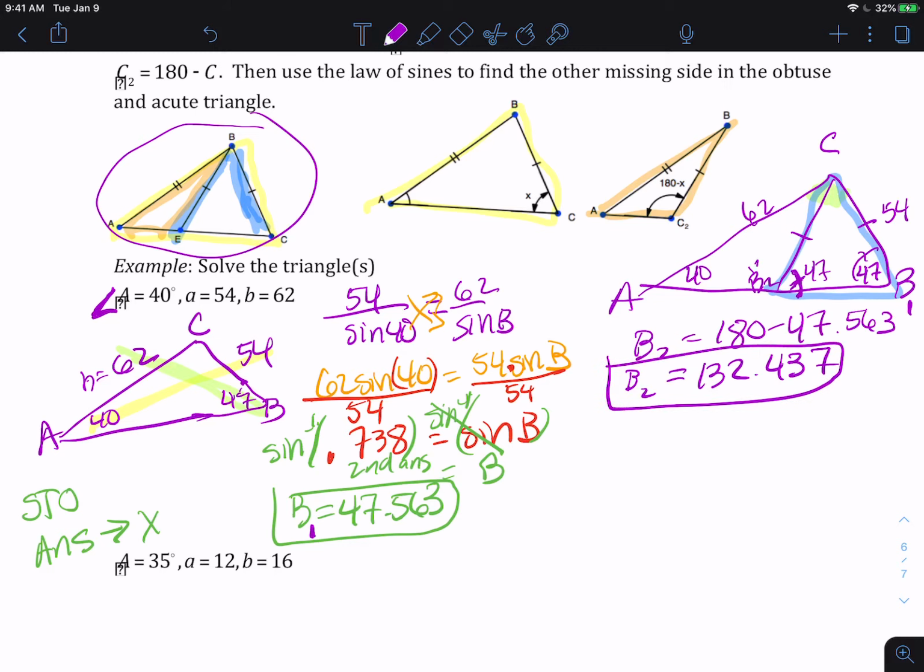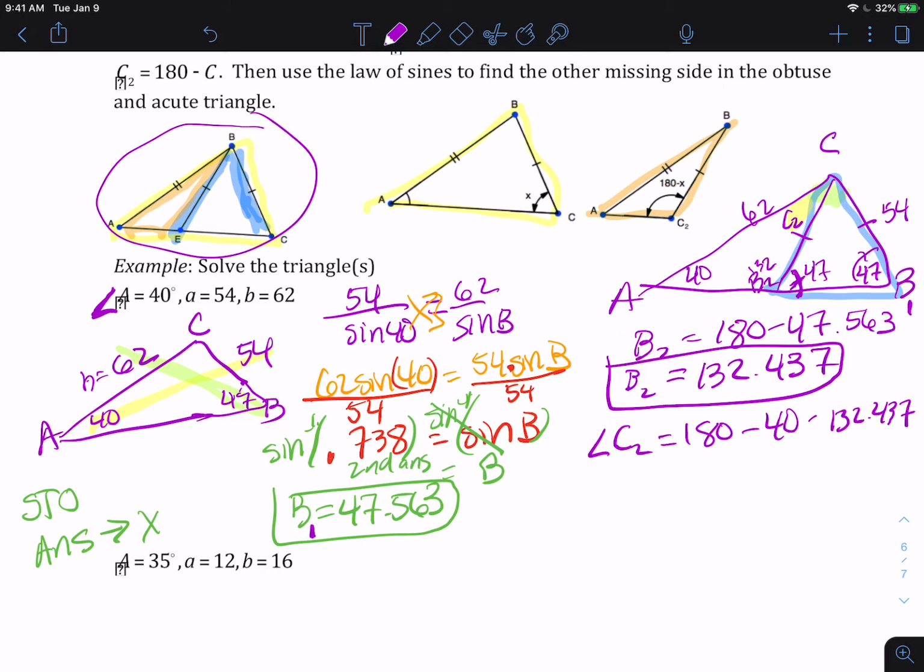So this is 132. Okay. Well, if I want to find this yellow angle here, that means, so I'm going to call that C2. So angle C2 is going to be 180 minus the 132.437 minus the 40.